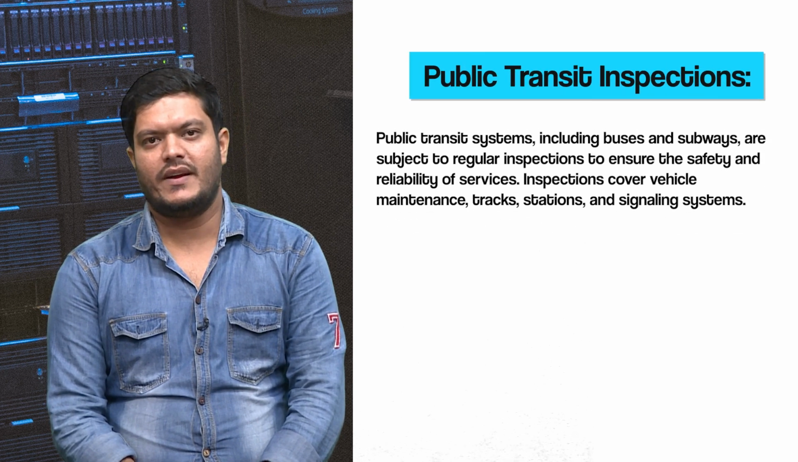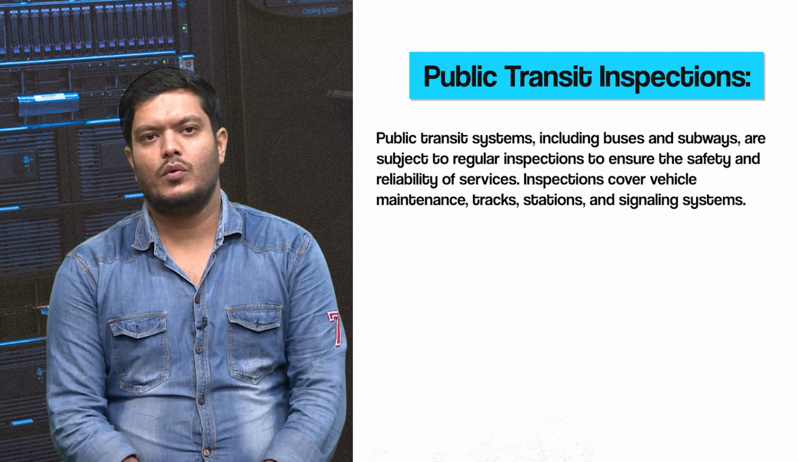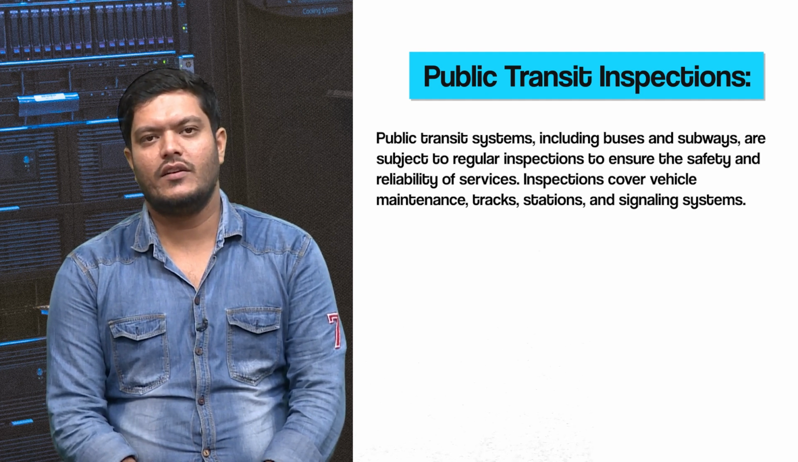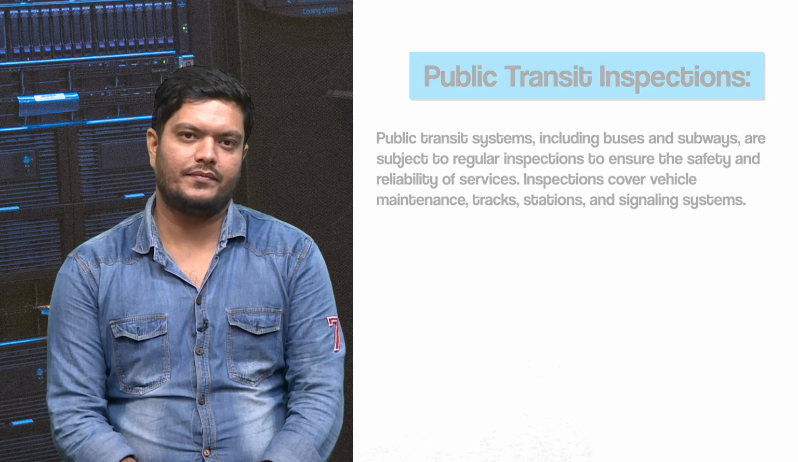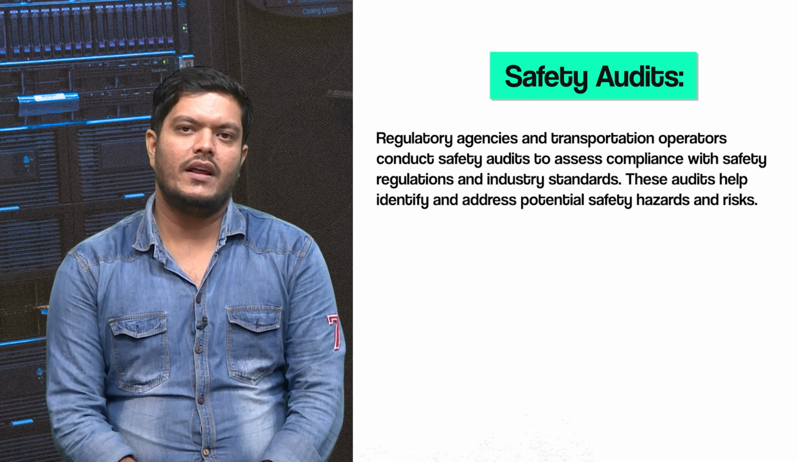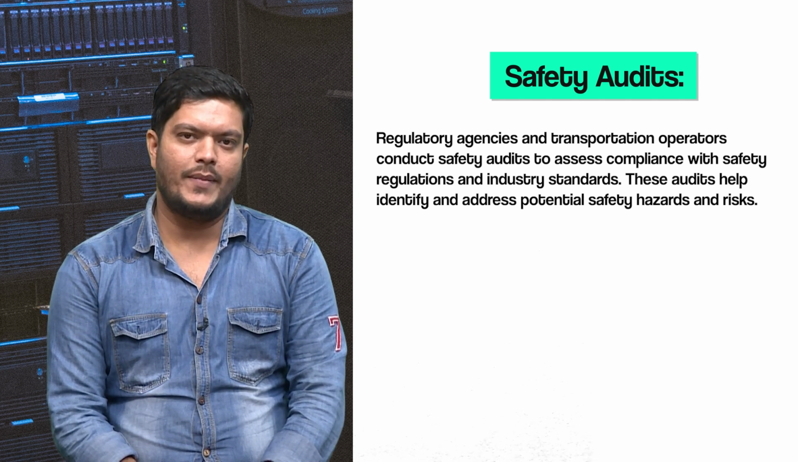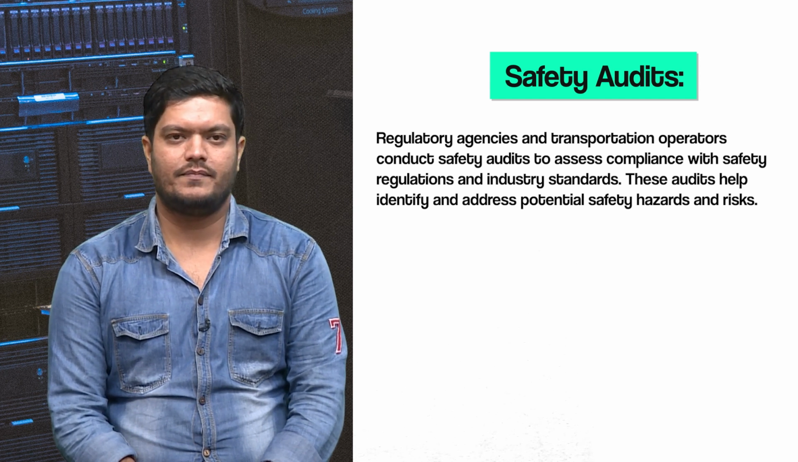Public transit inspections. Public transit systems, including buses and subways, are subjected to regular inspections to ensure the safety and reliability of services. Inspections cover vehicle maintenance, tracks, stations, and signaling systems. Safety audits. Regulatory agencies and transportation operators conduct safety audits to assess compliance with safety regulations and industry standards. These audits help identify and address potential safety hazards and risks.